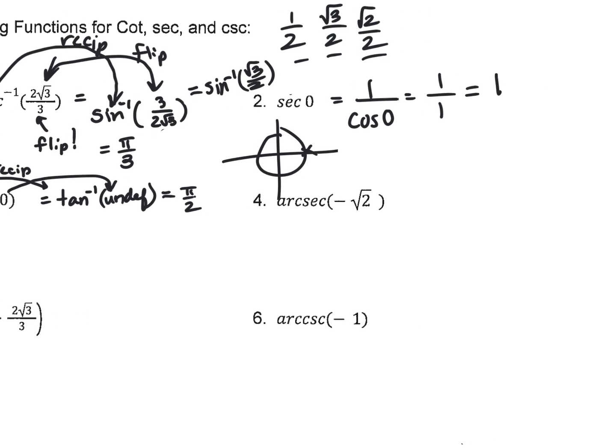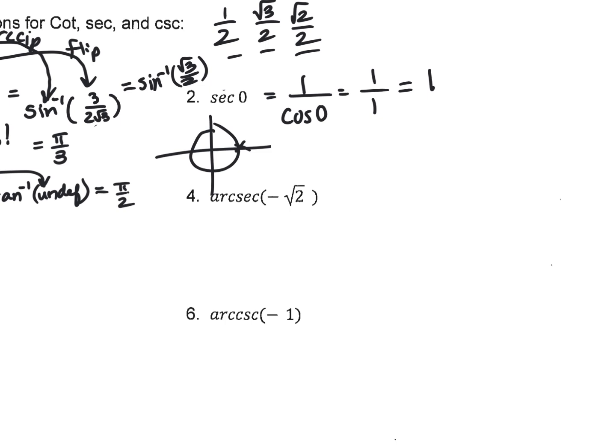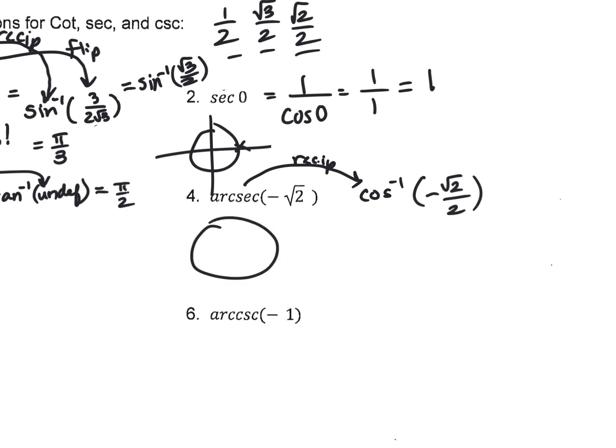Okay. Arc secant. What is the reciprocal of? Hang on. And then we got to flip this over. So if we flip over negative root 2, what does it become? Negative root 2 over 2. So let's draw our thing.